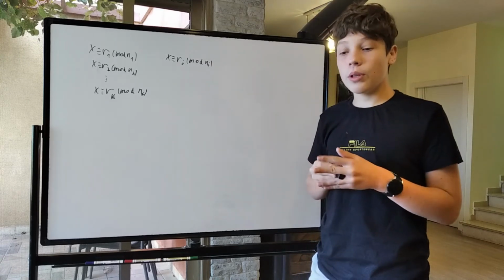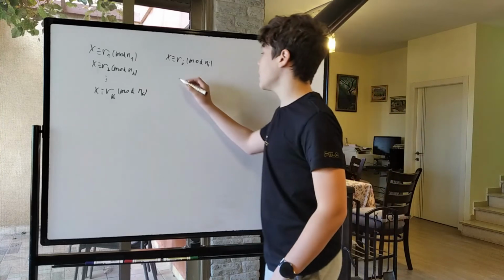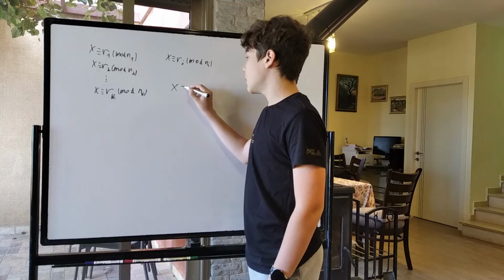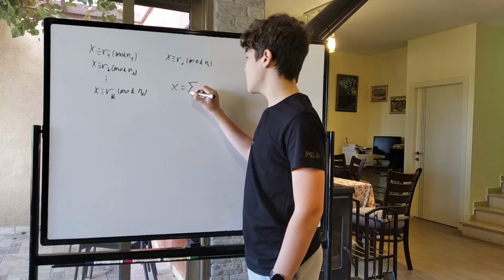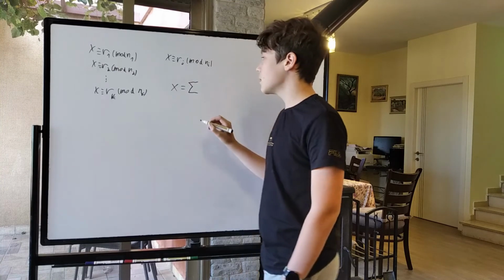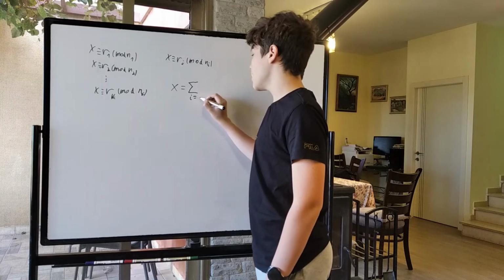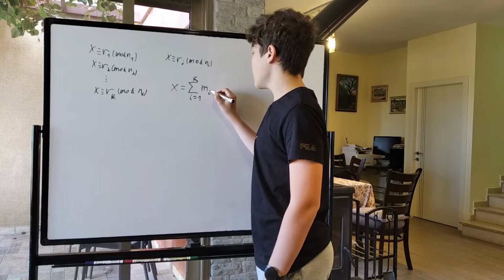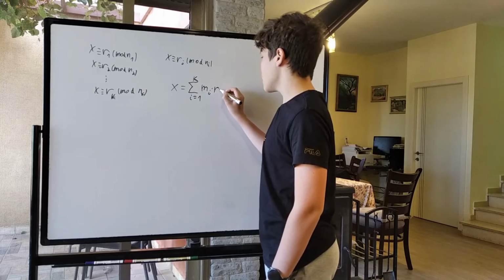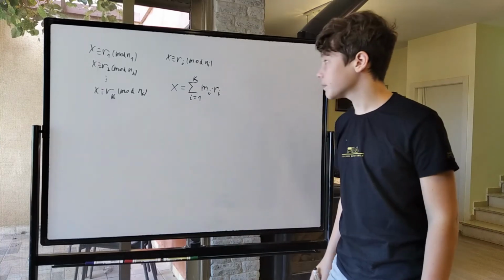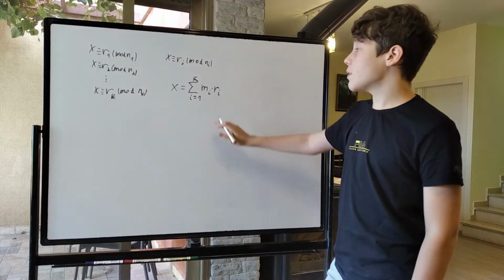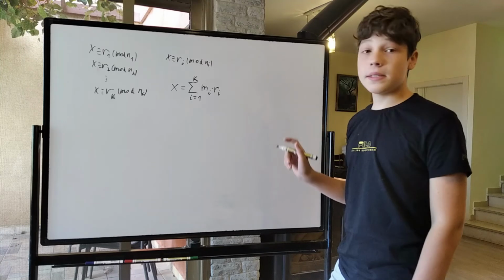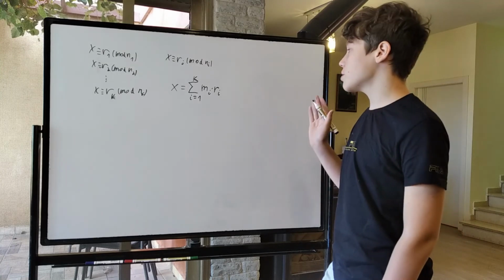Now we will use this to define x. Let x be the sum as i goes from 1 to k of mi, which we know exists, times Ri. Let's define x this way. Now, let's see if it satisfies our conditions.